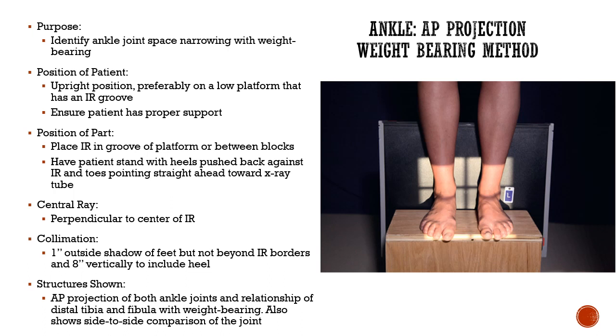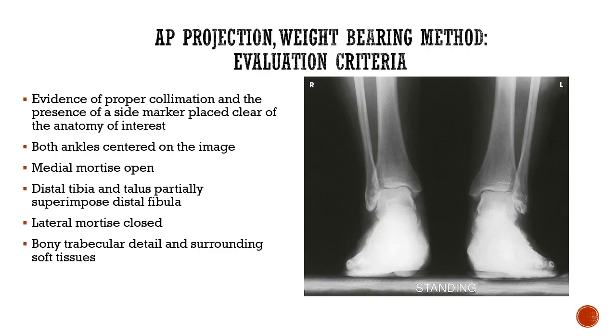So we're going to have an AP projection of both ankle joints and a relationship of the tibia and the fibula with weight bearing, and it also shows side-to-side comparison of the joint. Taking a look at the images, we've got the medial ankle mortise open, where again, we're looking for joint space narrowing. The lateral mortise should be closed.